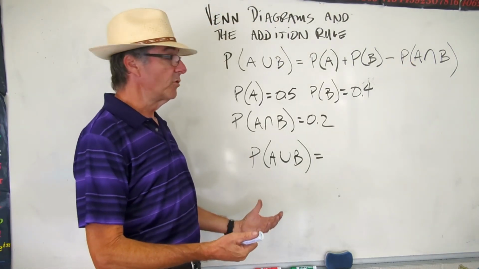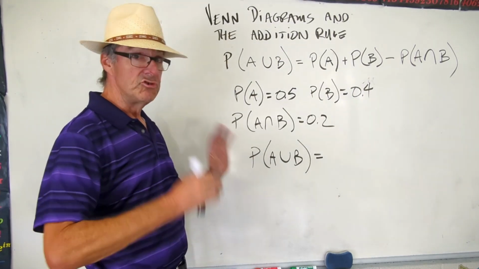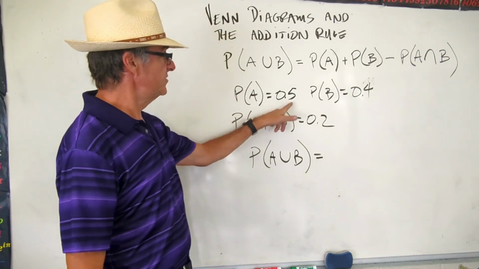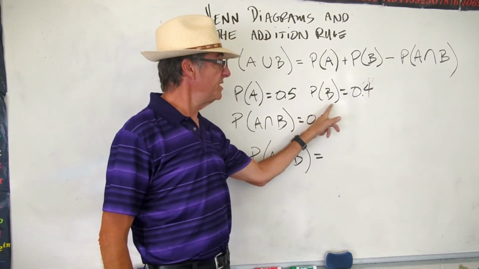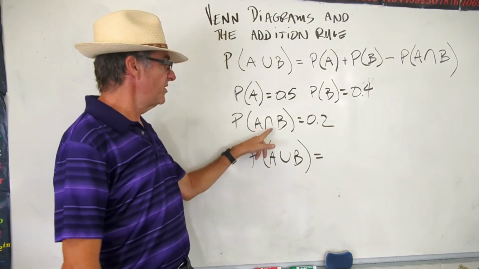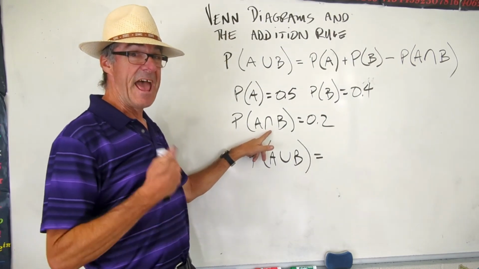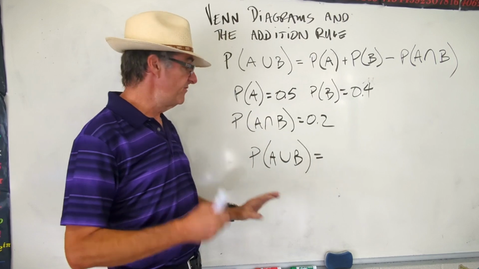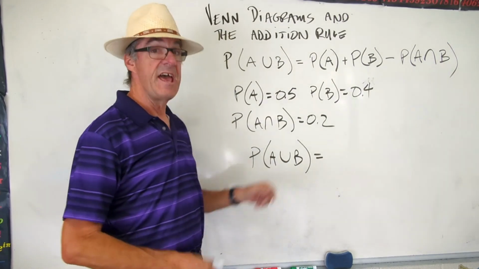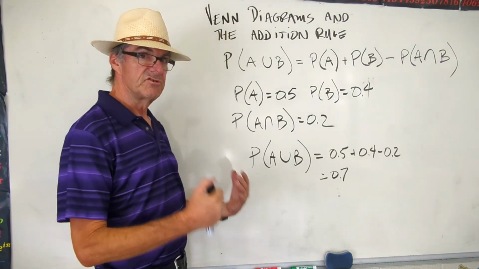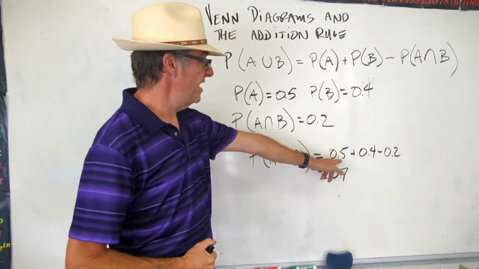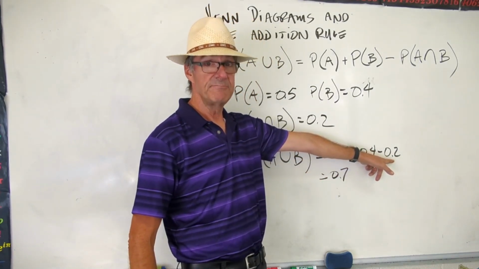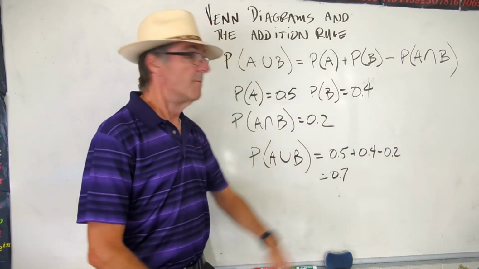Okay, here's a very straightforward example. No Venn diagram here, I'm just giving you probabilities. The probability of event A is 0.5, the probability of event B is 0.4, and the probability of the intersection, both A and B occurring at the same time, is 0.2. Now quickly pause the video and calculate the probability of A or B. Very straightforward. You just add the probability of A to the probability of B, subtract the probability of them both occurring at the same time, the intersection, and you're going to get 0.7.